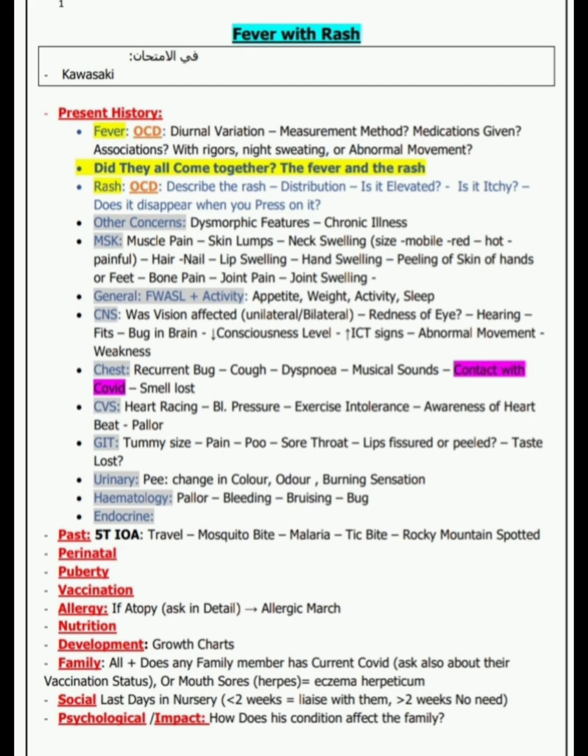Parental history, birth history, vaccination history are as usual not so important. Allergy history is one line important. If you have to ask in detail, allergic march. So it can be an allergic rash, so we ask details of the allergy history. Nutrition, development, the growth charts we ask.